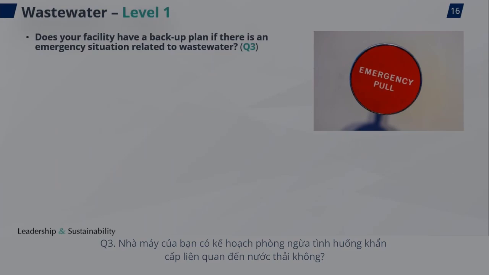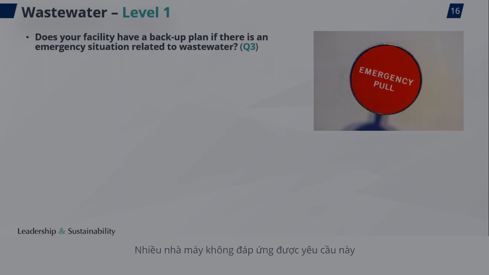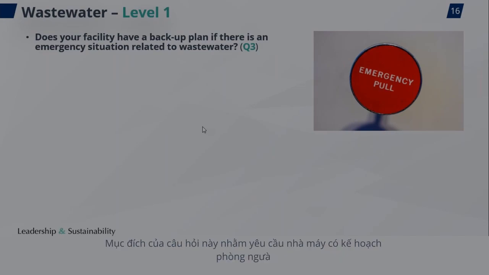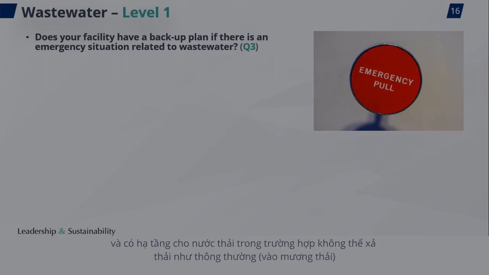Okay, and then question number 3, does your facility have a backup plan if there is an emergency situation related to wastewater? And this is also a question where we see that some facilities don't really fulfill this requirement. So the intention is that you have a backup plan and installations to be able to take care of the wastewater if you cannot discharge it into the drainage, into the canalization.